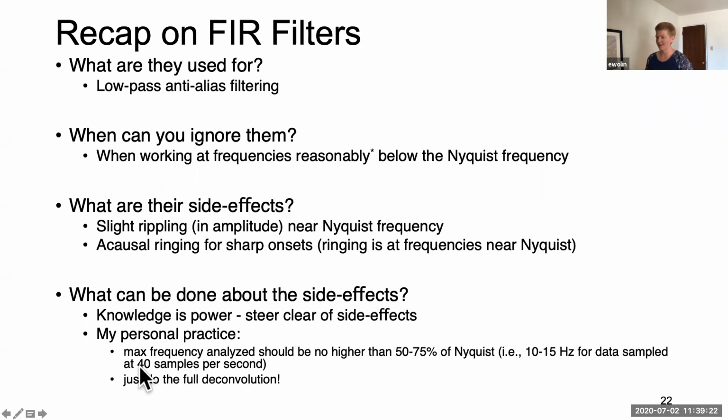So if I am working with a signal sampled at 40 samples per second, my Nyquist frequency is 20 hertz, and I really don't want to make any measurements higher than about 10 to 15 hertz, and that's even pushing it, right? Because if you are working near that high frequency drop off and you try to remove that response, suddenly you're multiplying by a very, very large number, and that can cause all kinds of unwanted effects.